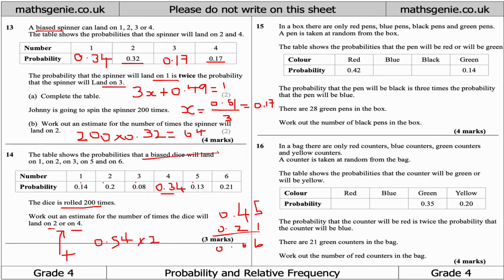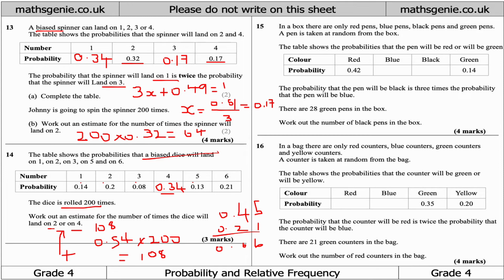So hopefully you all follow me so far, okay? The first part that I did was I worked out the probability of 4. Probability always has to add up to make 1. 0.14 plus 0.2 plus 0.08 plus 0.13 plus 0.21 gave me an answer of 0.66. I took that away from 1 and I got 0.34. Here I'm going to get 108, so we're going to estimate 108 times that it will land on a 2 or a 4.